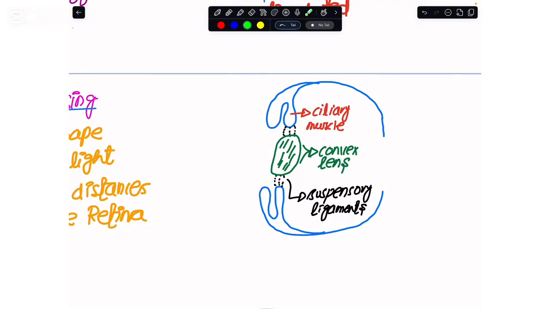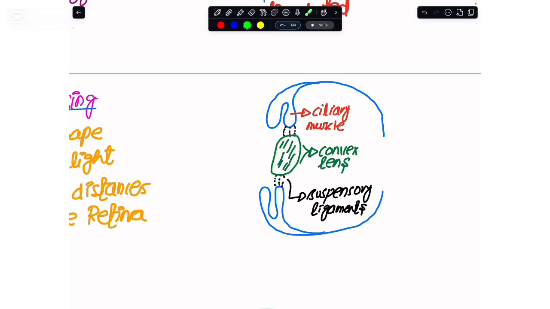So here is a little technicality. If I have to pull the suspensory ligaments, then the ciliary body muscles should be relaxing. When they relax, ultimately these suspensory ligaments would be pulled, and this convex lens would become elongated.